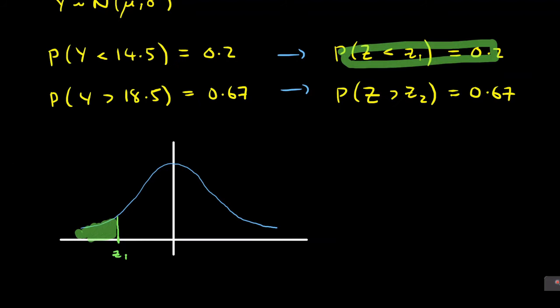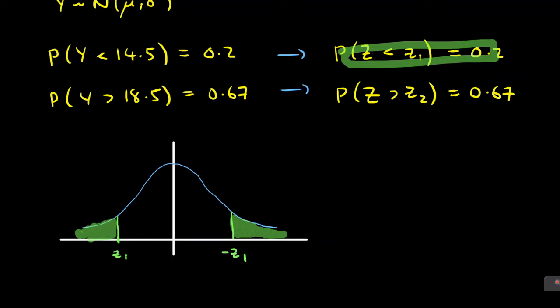And the properties of symmetry is going to say, okay, well, that little green region there is going to be the same thing as this green region here, because it's symmetrical about the y-axis in this case. So what's this Z1 value going to be? This Z value is going to be minus Z1. Because if you think about it, if this thing is minus 0.8 or whatever it is, then this thing is going to be plus 0.8. So my whole point is that this probability here is the same as this probability.